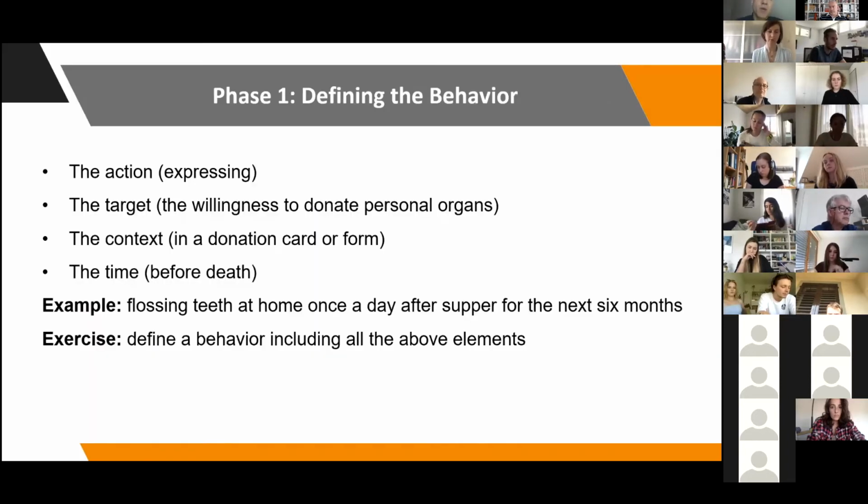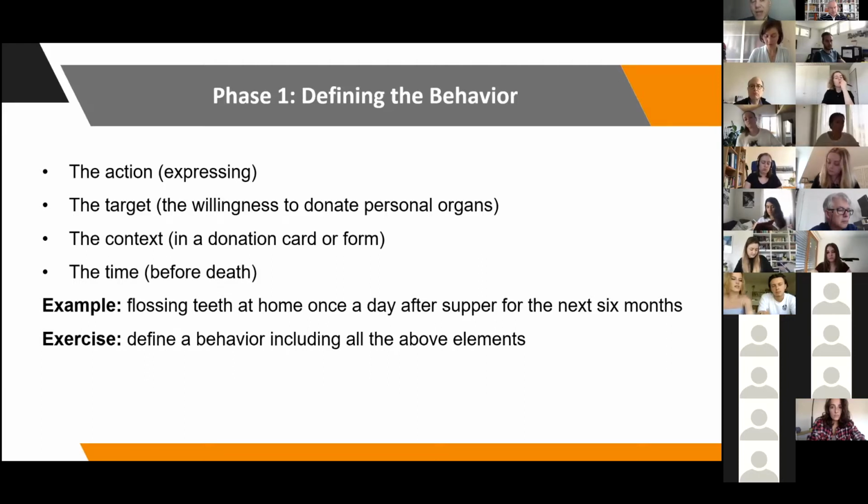So when it comes to defining the behavior, which is the first thing we should do, I noticed that in your research proposal, the behaviors that you were planning to change were not well defined. So there are four things you have to take into consideration to properly define a behavior. You have to define the action, the target, the context, and the time.